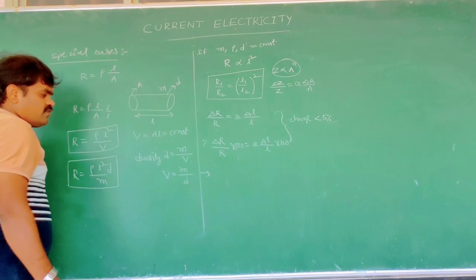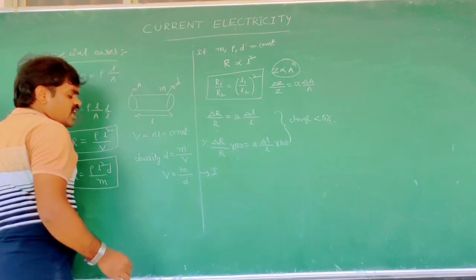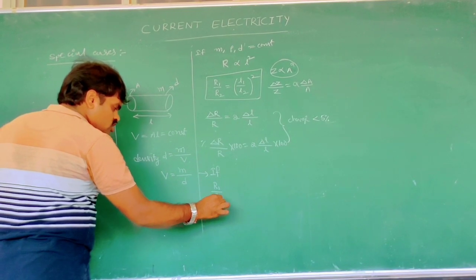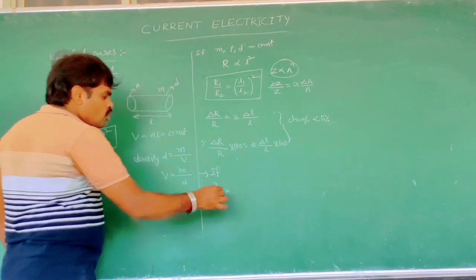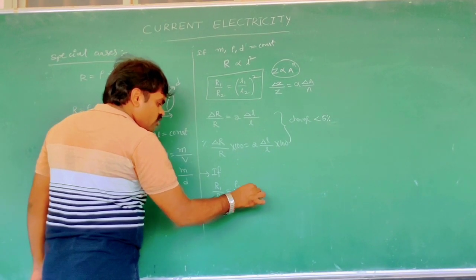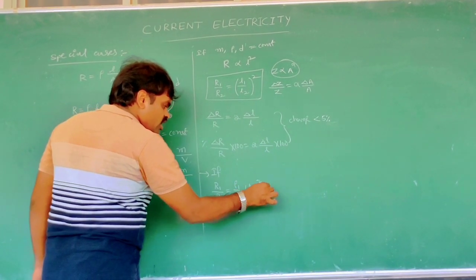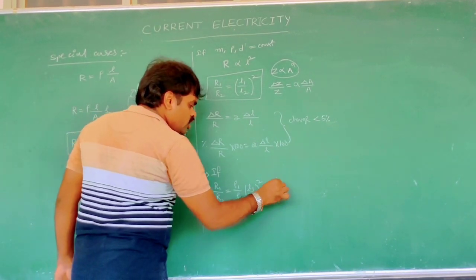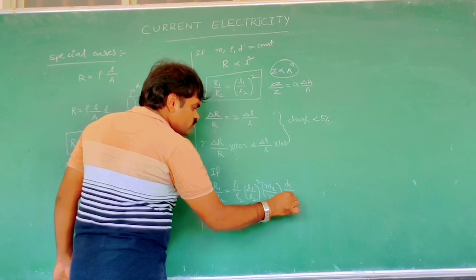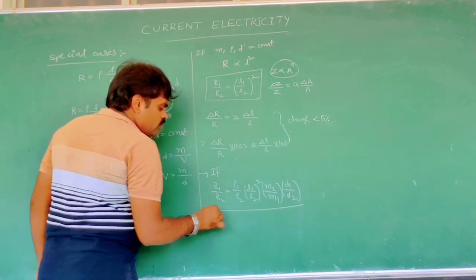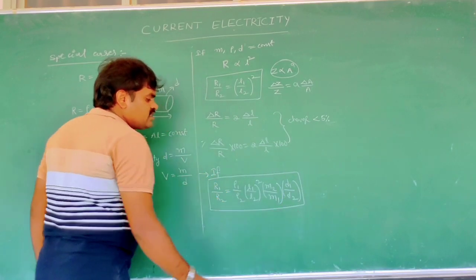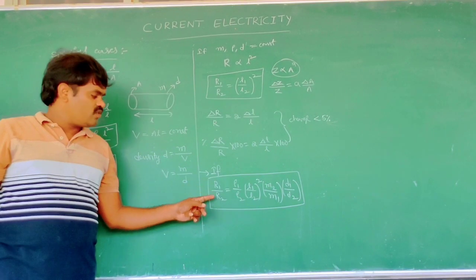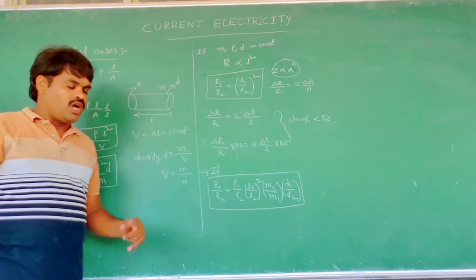Now, for the ratio of the resistances, R1 by R2 can be written as rho 1 by rho 2, into L1 by L2 whole square, into M2 by M1, into D1 by D2. When two different materials of conductors are given, we find the ratio of the resistances by using this formula.